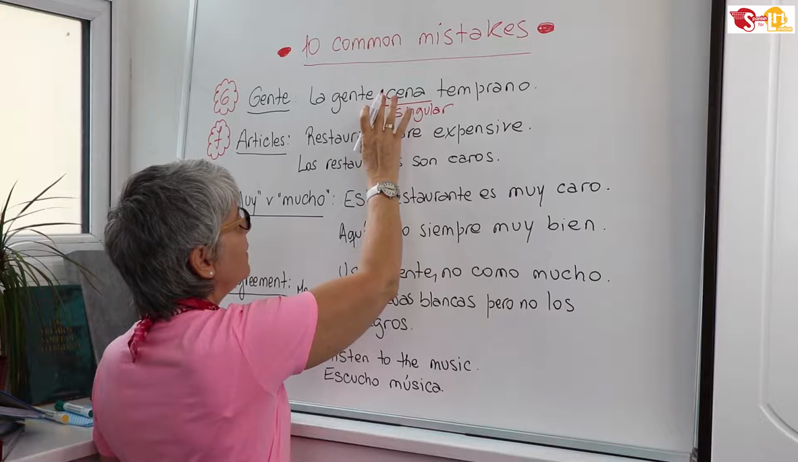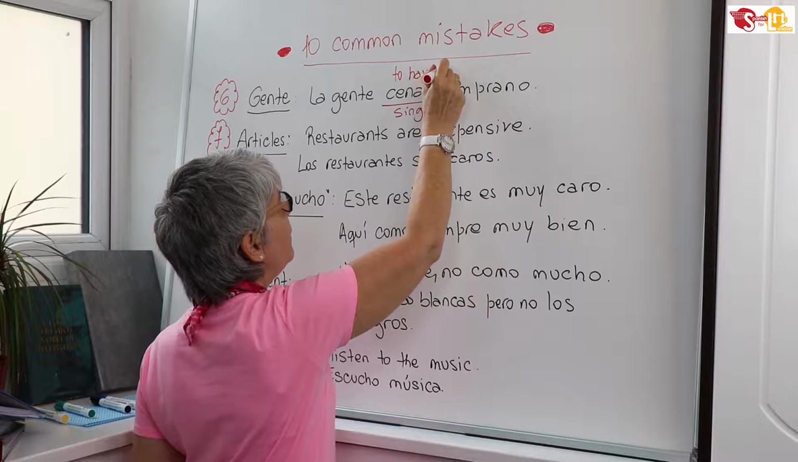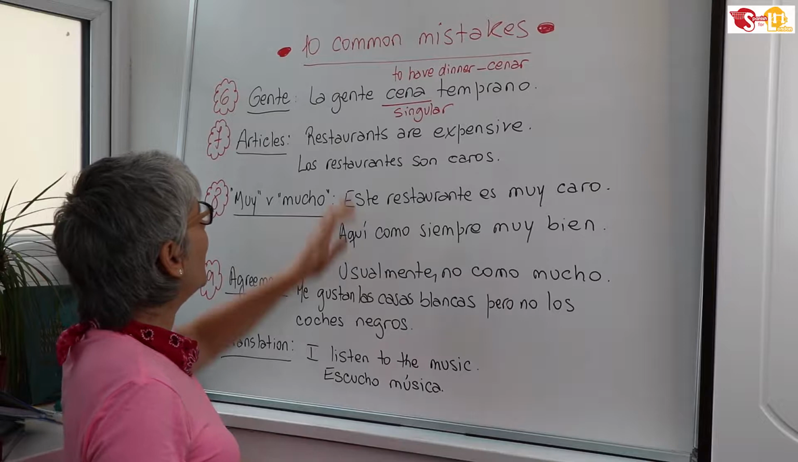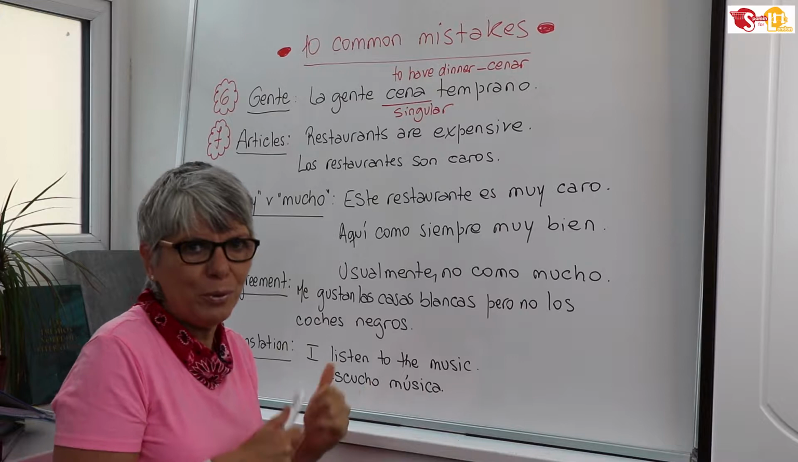Remember that to have dinner is cenar. So when you want to translate to have dinner, you have to say cenar, that's all. Do not say comer la cena, bad Spanish. Okay, la gente cena temprano. So remember, when using the word gente, put the verb in the singular form, not as in English, where we put it in the plural form.